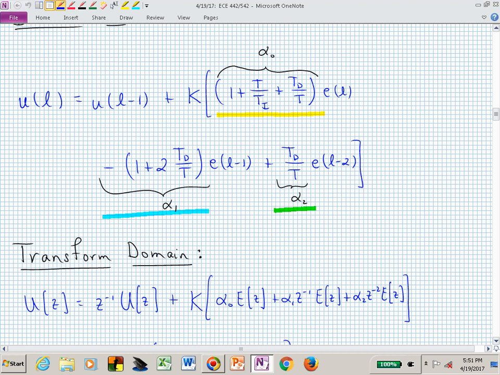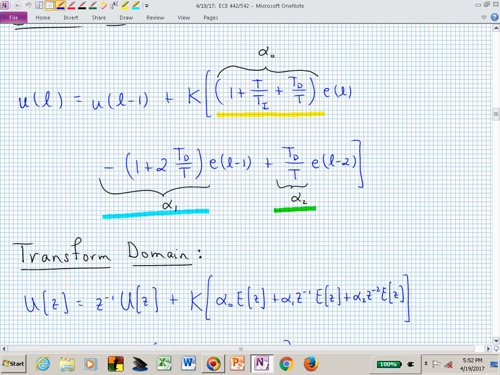Little u of L minus 1, that's just a delayed version, and we know what a 1 sample period delay looks like in the transform. That's Z to the minus 1. K comes right through when we go from time domain to frequency domain. We haven't done anything with our K. That's not a function of Z. But we now have alpha 0 little e of L. When Z transformed, that just becomes capital E of Z scaled by alpha sub 0.